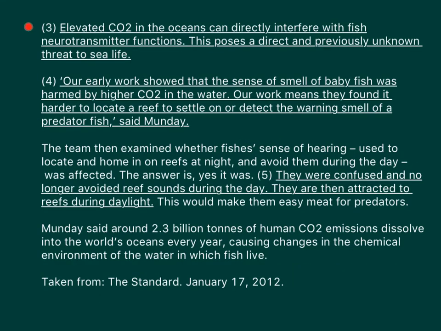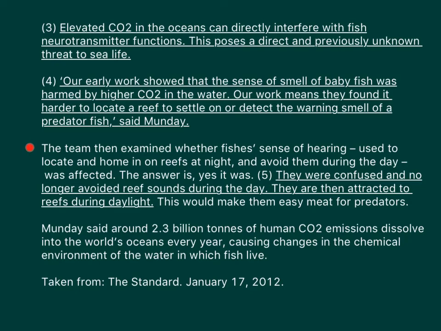Number 3. Elevated CO2 in the oceans can directly interfere with fish neurotransmitter functions. This poses a direct and previously unknown threat to sea life. Number 4. Our early work showed that the sense of smell of baby fish was harmed by higher CO2 in the water. Our work means they found it harder to locate a reef to settle on or detect the warning smell of a predator fish, Monday said.